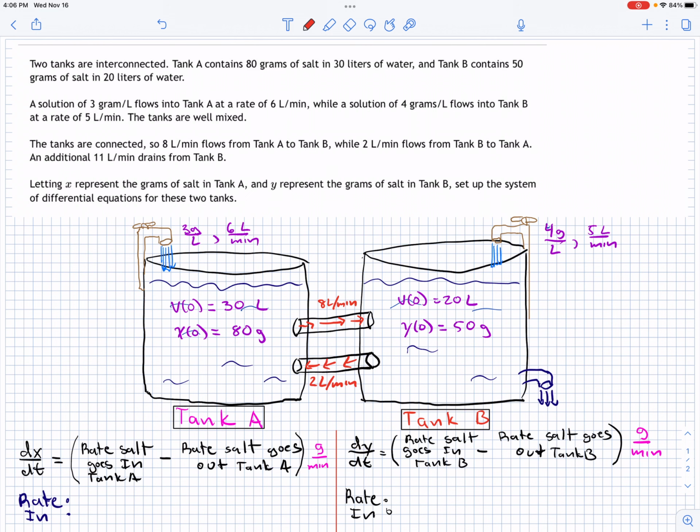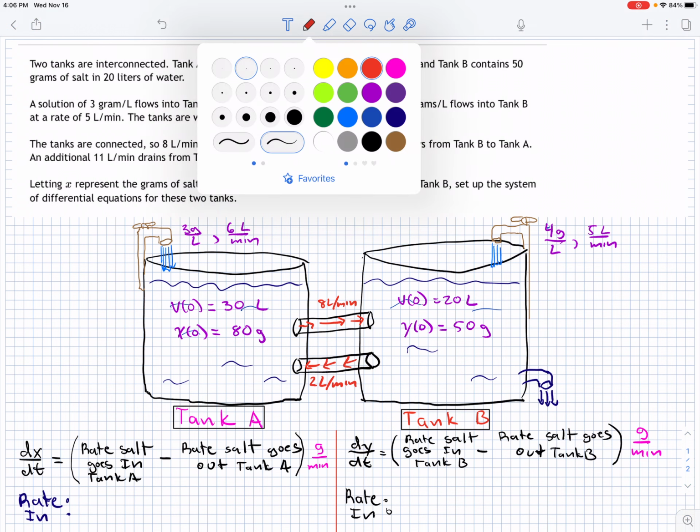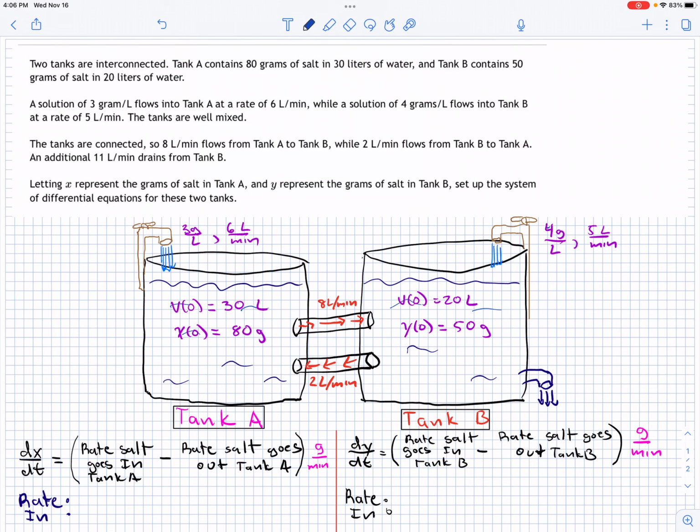An additional 11 liters per minute is draining out of tank B. So we also are given that stuff is coming out of the tank B, and it's coming out at 11 liters per minute. So now we have a cool diagram.